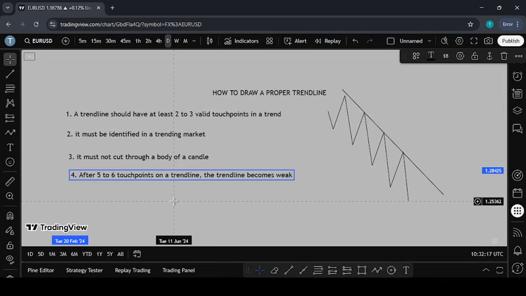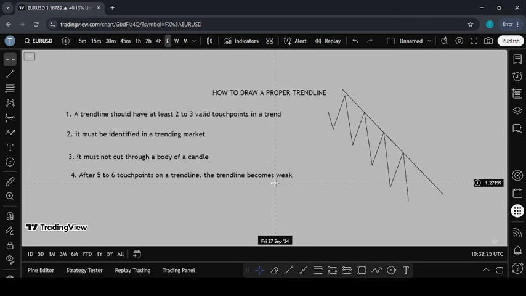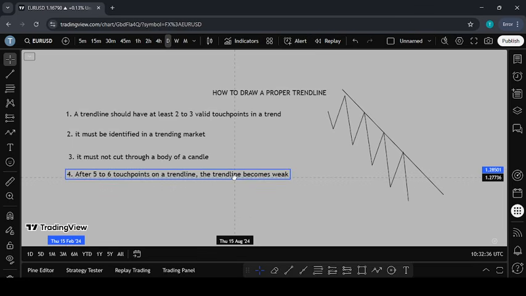Okay, so a trend line should have at least 2 to 3 valid touch points in the trend. It must be identified in a trending market. It should not cut through the body of a candle. After 5 to 6 touch points, the trend line becomes weak, so you should be looking out for breakouts, or you should be avoiding that particular trend line because it now becomes weak.